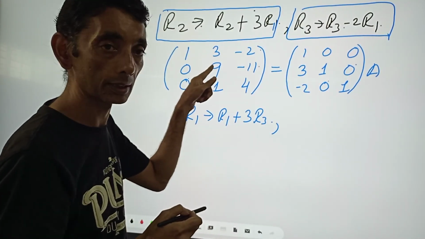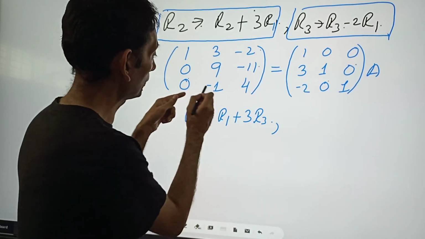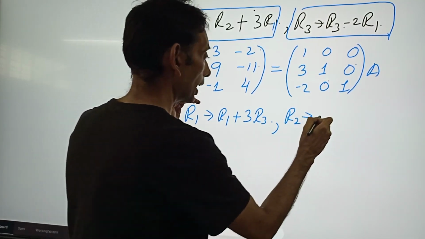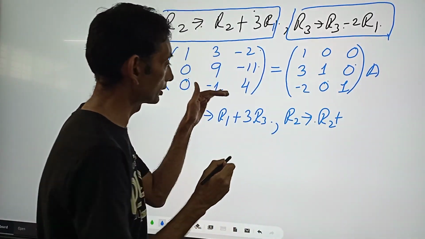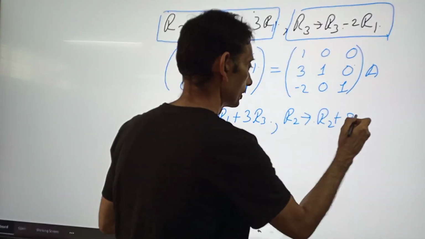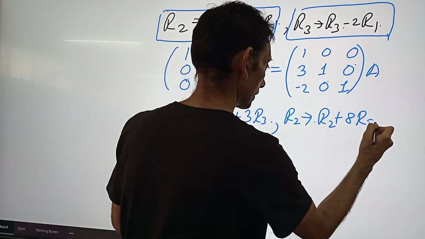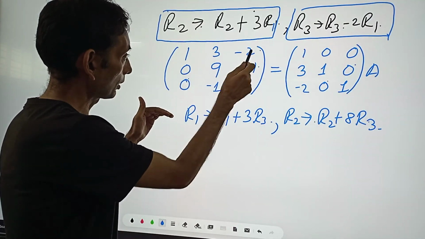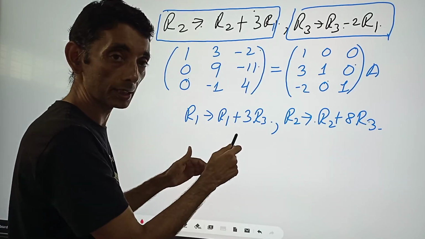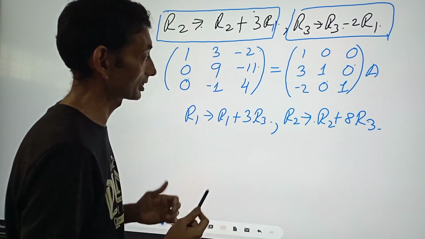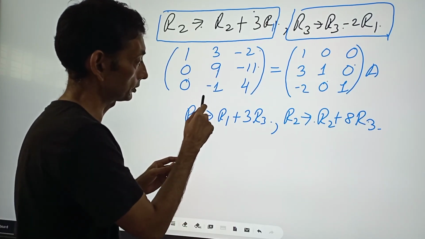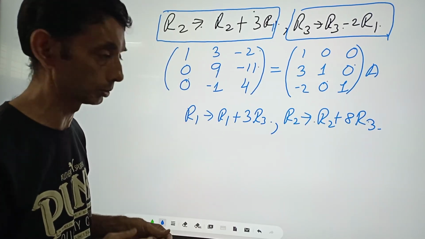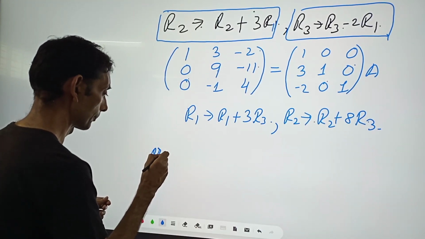Similarly, this number 9, we can make it 1 with the help of the third row. So we need a change in R2 as well. R2, what you can do is, we'll multiply the third row by 8 and add it to R2, that is 8R3. We are taking help from R3 for both cases. For R1, we multiply the third row by 3 and add. Similarly, to get 1, we multiply R3 by 8 and add with R2. So let us write the changes.